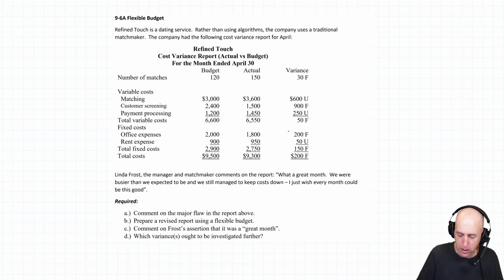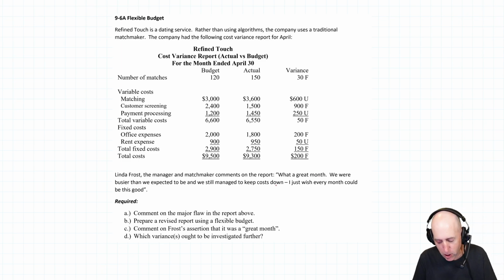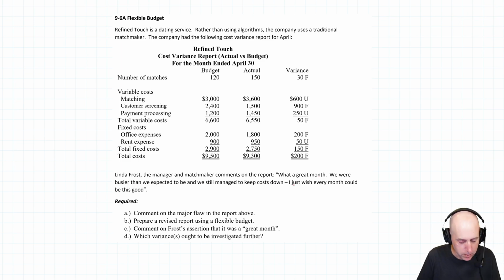And they kept costs down largely. You can see a 200 favorable variance. They budgeted to spend 9,500. They only spent 9,300. Linda Frost, the manager and matchmaker, comments in the report, "What a great month. We were busier than we expected and still managed to keep costs down. I just wish every month could be this good." Comment on the flaw of the report.